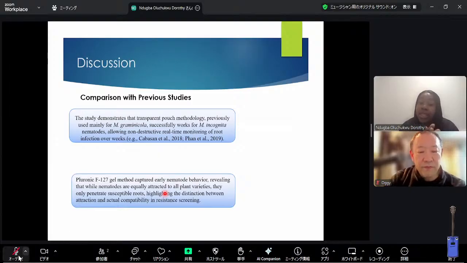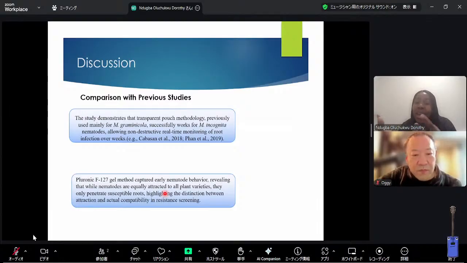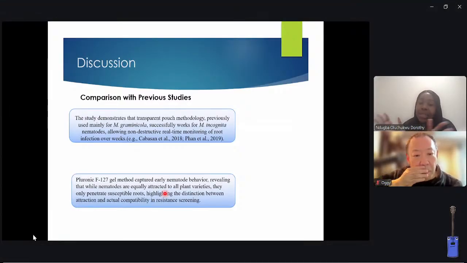And also, the pluronic gel, which I just explained now, captured early nematode behavior by revealing that while nematodes are equally attracted to all plant varieties, they only penetrate the ones that have susceptible roots, highlighting the distinction between attraction and actual compatibility in resistance screening. Do you understand what I said?